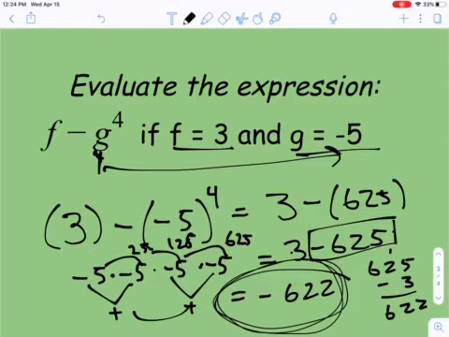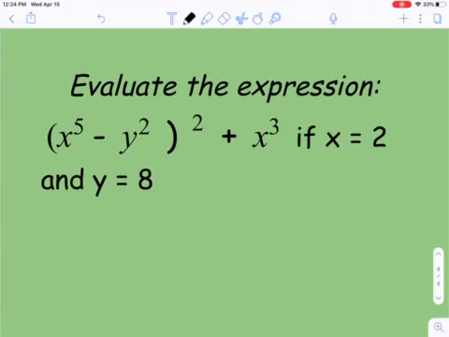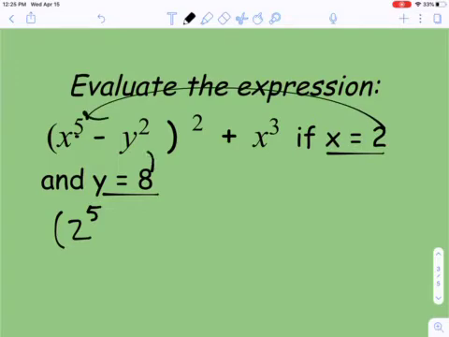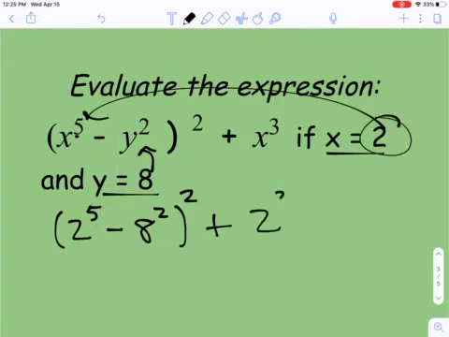All right, last example. Now this one has a lot going on, so let's break it down by parts. I know x is 2 and I know y is 8, so let's rewrite this. We have 2 to the 5th, because 2 goes in for x. And then y is 8, so we put 8 in for y. So 2 to the 5th minus 8 squared, and then this whole thing, once we simplify, is getting raised to the 2nd power. And then plus x to the 3rd power. Well, x is 2, so 2 to the 3rd power.